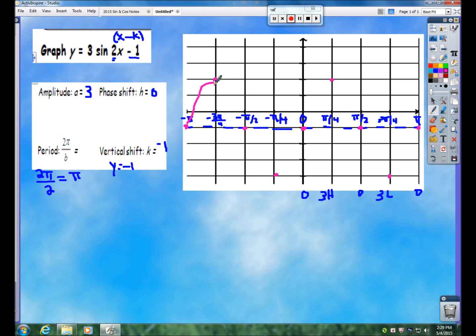And we want to connect those points. Nice curves, without that little jog in the middle. All right, and like I said, our graph keeps on going. All right, so that's the one we missed.